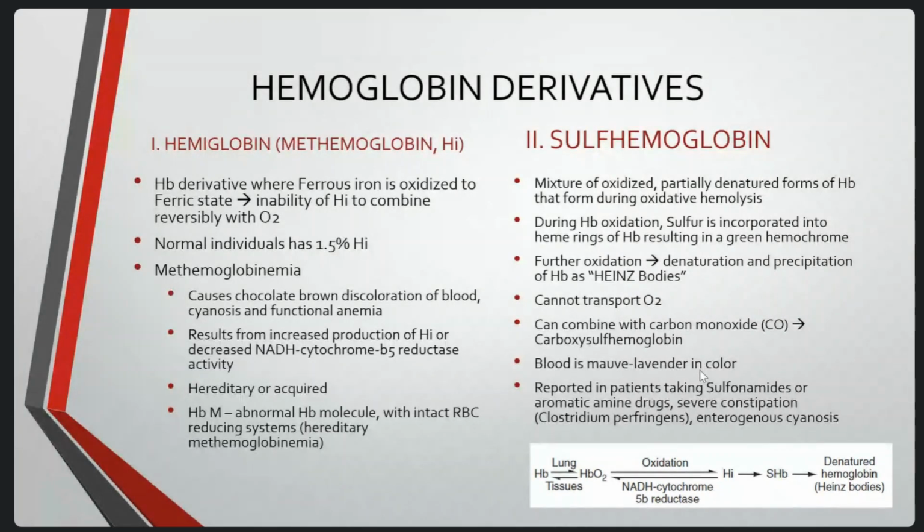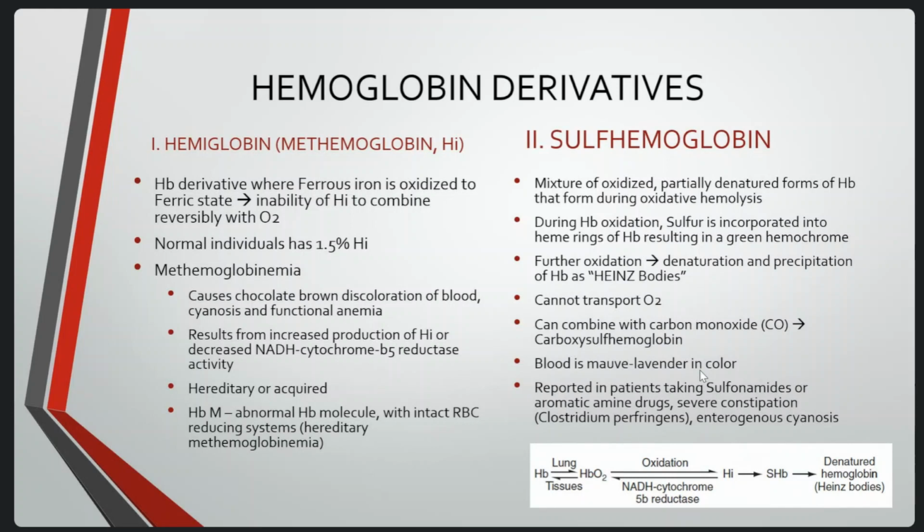which is hereditary. Another derivative is sulfhemoglobin. This is a mixture of oxidized, partially denatured forms of hemoglobin that forms during oxidative hemolysis. During the oxidation, the sulfur is incorporated into the heme rings of the hemoglobin, resulting in a green hemochrome. Further oxidation will lead to the denaturation and precipitation of hemoglobin, known as Heinz bodies.